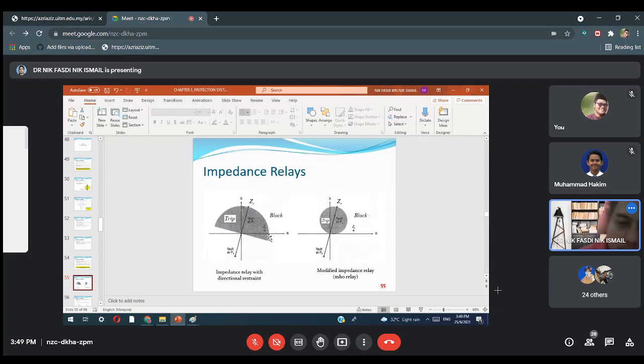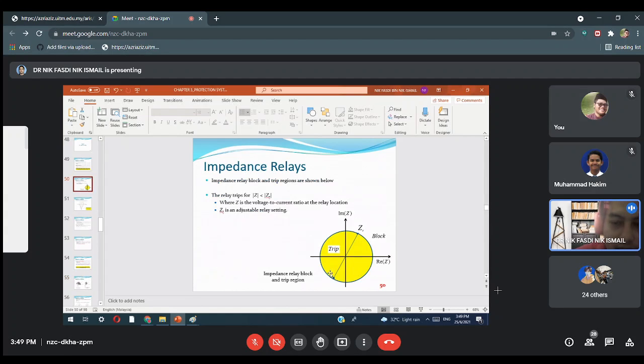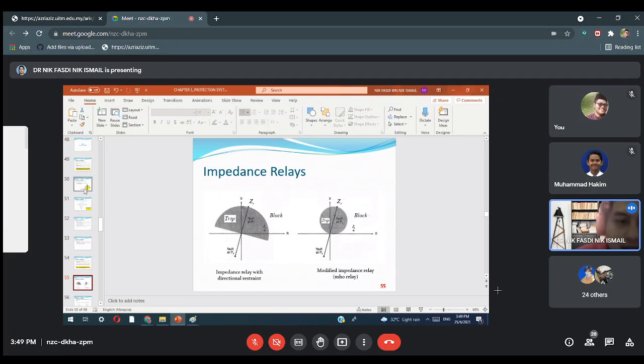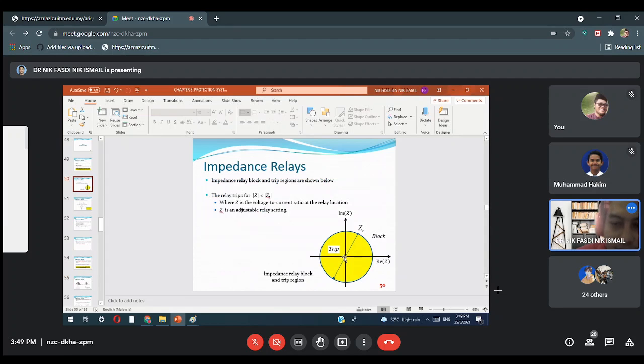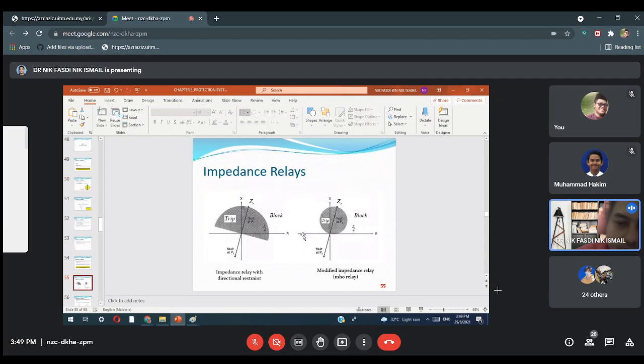Right. Okay, if you want to ask, you can ask, no problem. Okay, the second one is the modified impedance relay. Back to this diagram, but the center is modified. The center is shifted upward, you can see this is the circle. So the trip region is only in the forward direction.